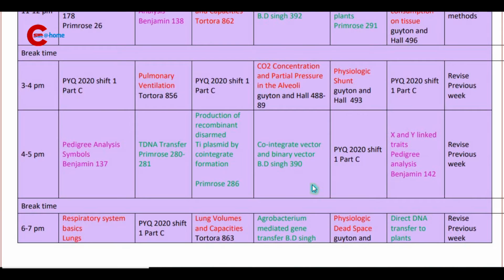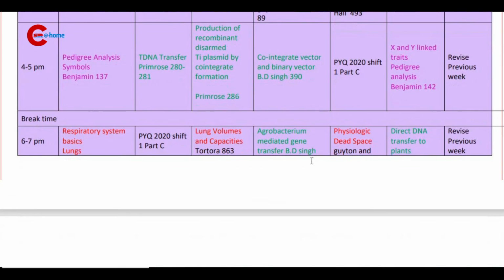Co-integrate vector and binary vector. Similarities and differences. Which book to refer? BD, page number 380. 6 to 7 p.m., agrobacterium mediated gene transfer. Which book to refer? BD.